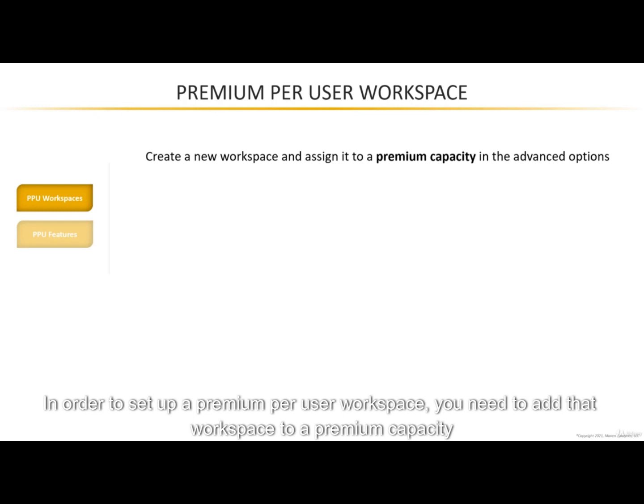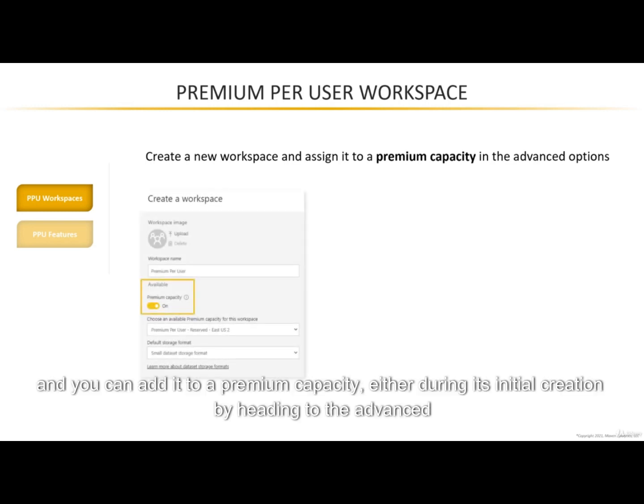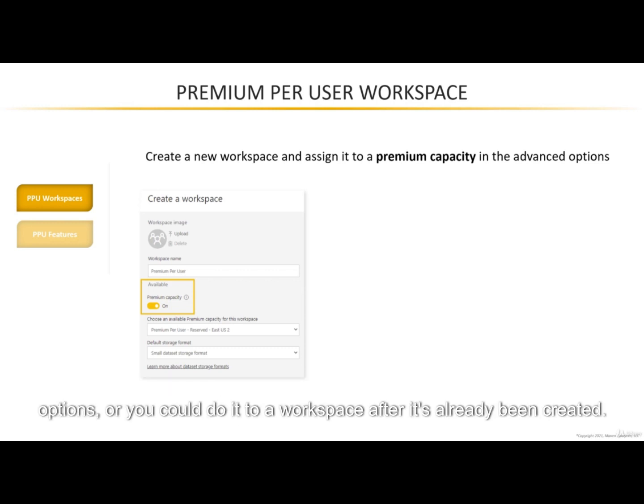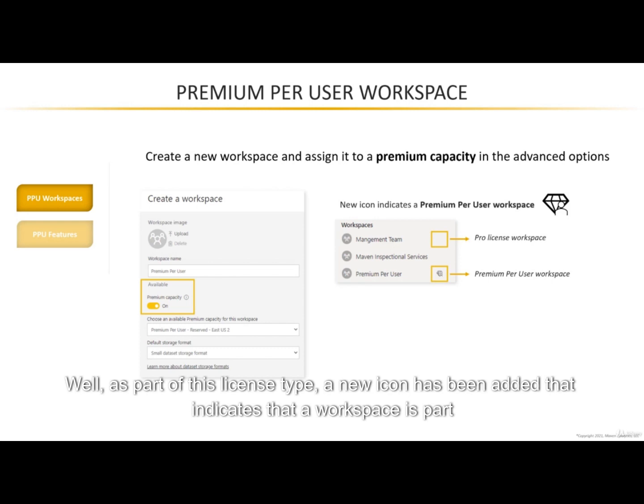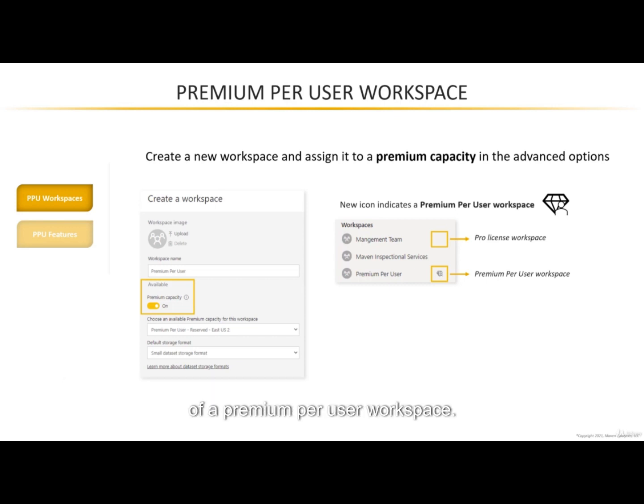In order to set up a premium per user workspace, you need to add that workspace to a premium capacity. And you can add it to a premium capacity either during its initial creation by heading to the advanced options, or you could do it to a workspace after it's already been created. So once you do this, how can you tell if a workspace has actually been added to a premium capacity? Well, as part of this license type, a new icon has been added that indicates that a workspace is part of a premium per user workspace.